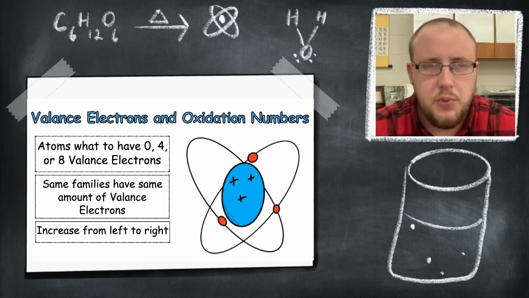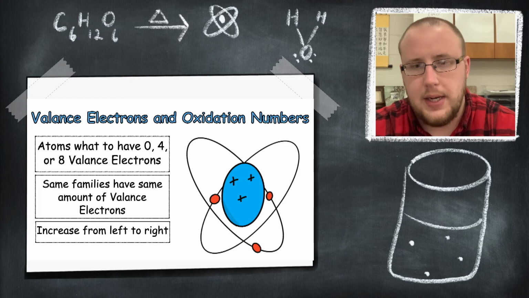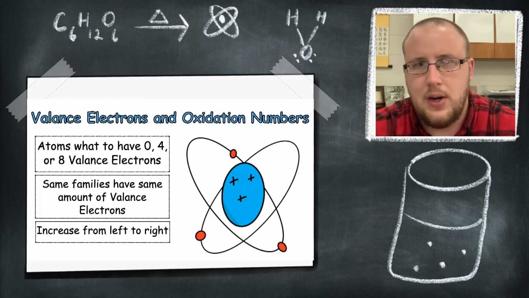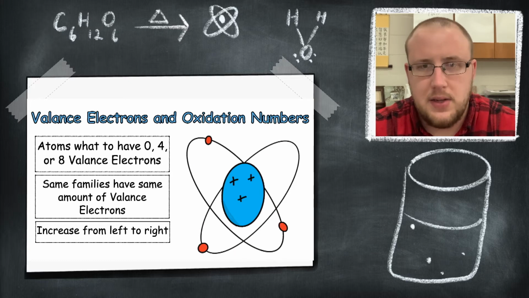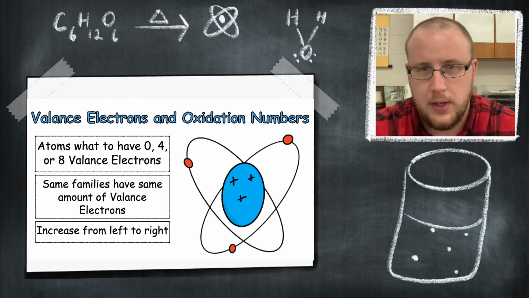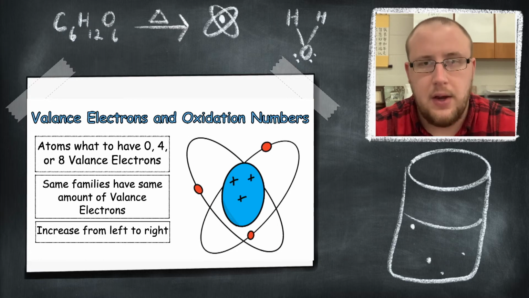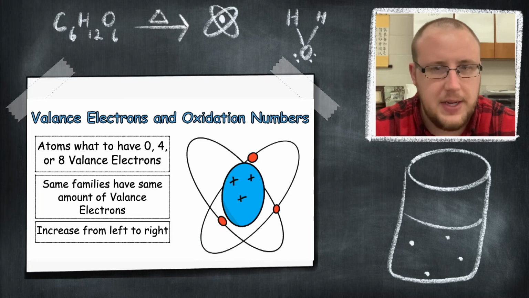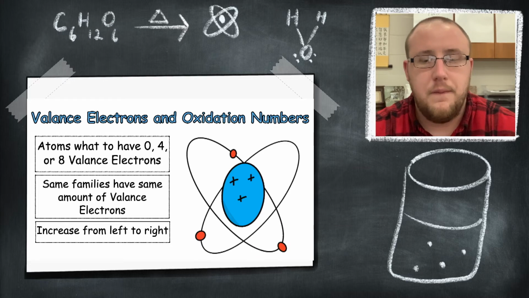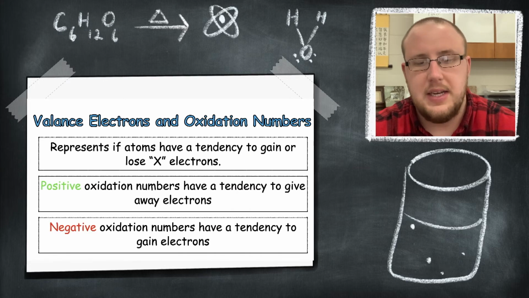As we move from left to right on the periodic table, we also increase our number of valence electrons. So as we move across our periods, they increase, and as we move down our families, they stay the same. They're going to be constant. Let's talk about this a little bit more, though. Let's go a little bit more in depth on valence electrons and oxidation numbers.